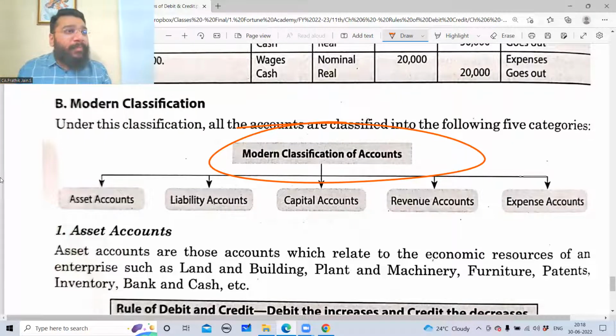I'll be telling how the golden rule is a failure. I'll be giving examples. In the entire 11th, we'll give equal importance to both rules. The moment you come to 12th, I will not even think about the golden rule. The only one that we will follow is the modern classification. I'll prove to you why the golden rule is a failure, but in the next class.